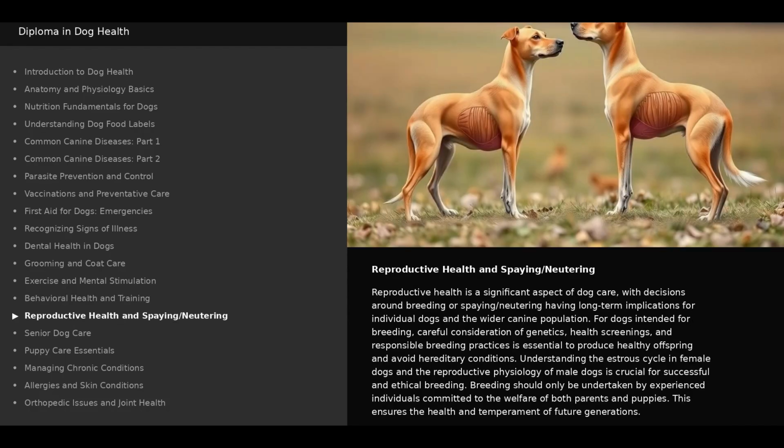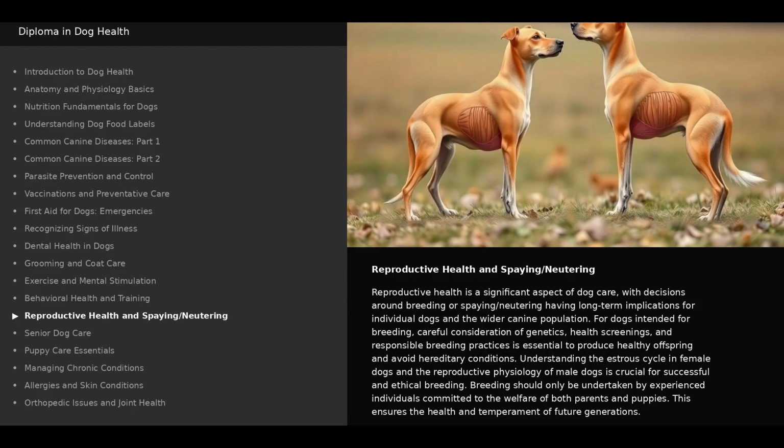Reproductive health and spaying-neutering. Reproductive health is a significant aspect of dog care, with decisions around breeding or spaying-neutering having long-term implications for individual dogs and the wider canine population. For dogs intended for breeding, careful consideration of genetics, health screenings, and responsible breeding practices is essential to produce healthy offspring and avoid hereditary conditions.